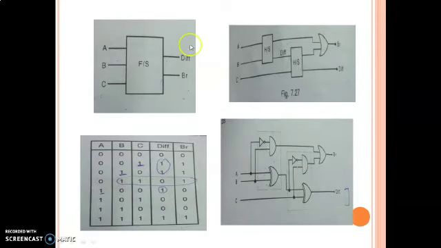This is the block diagram of full subtractor using 2 half subtractors. This is the truth table of full subtractor. Difference output lines are 0, 1, 1, 0, 1, 0, 0, 1. Borrow is 0, 1, 1, 1, 0, 0, 0, 1. Circuit diagram of full subtractor using 2 half subtractors.